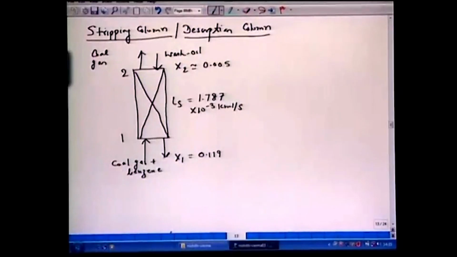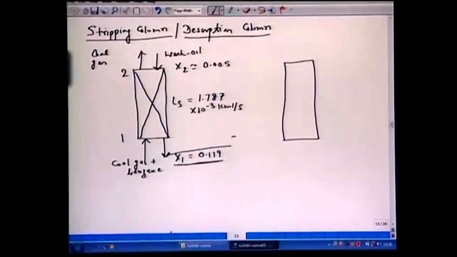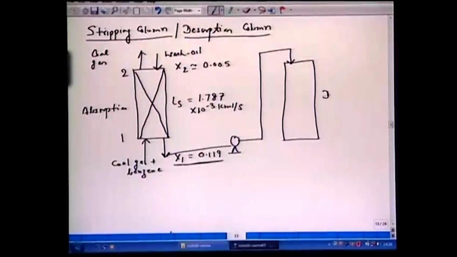So now what happens, this liquid which is rich in benzene, now this has to be stripped, it has to be removed of benzene. So essentially we have one more column in series with this, and now this spent liquid is pumped and brought as feed or inlet to this column. So this is the absorption column and this is the desorption column.